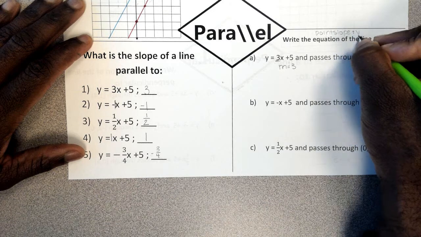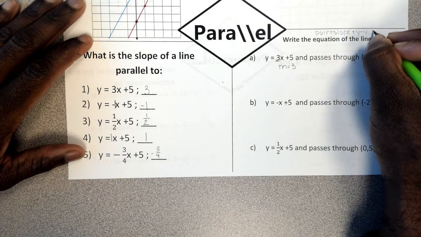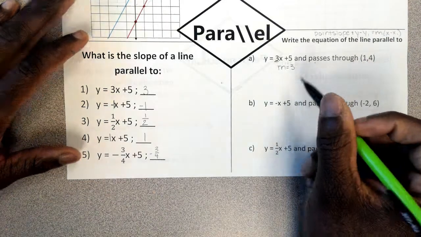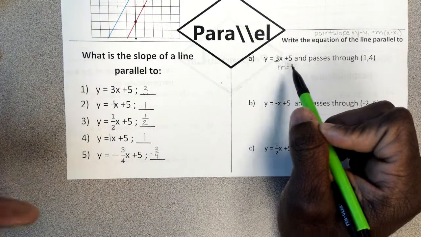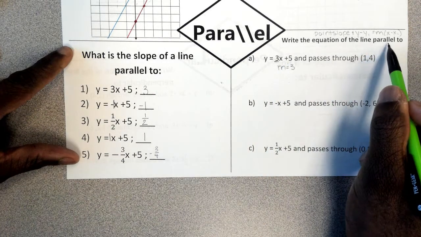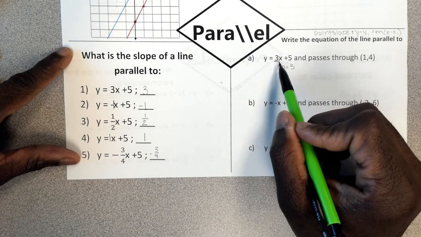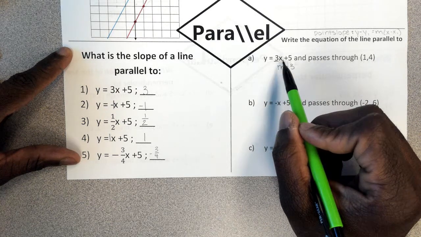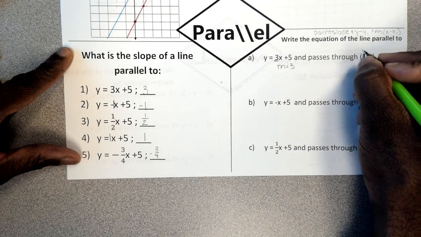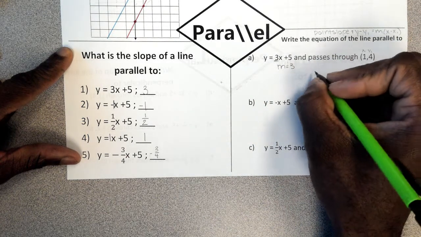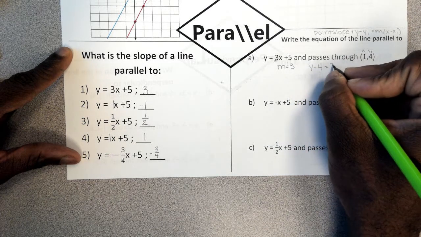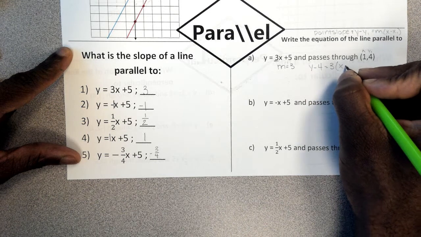Is y minus y1 equals m times x minus x1. So though we're not explicitly given the slope, they don't just tell us what the slope is, because we know that the line is parallel, we know it's going to have the same slope as the line that's given. So we know our slope is 3. Now we take our m, this is going to be x1, y1, and we just plug those parts in. So it's y minus 4 equals our slope times x minus 1.